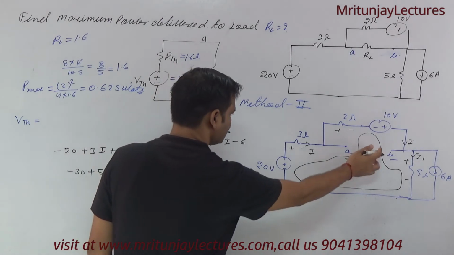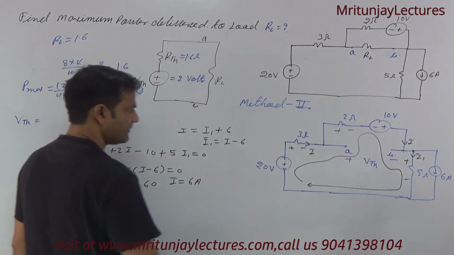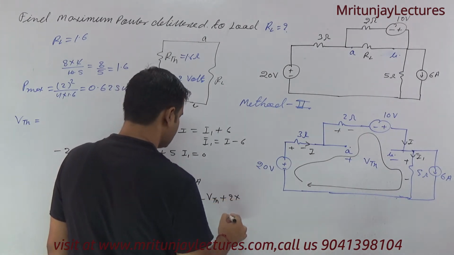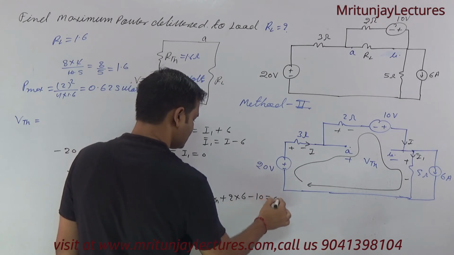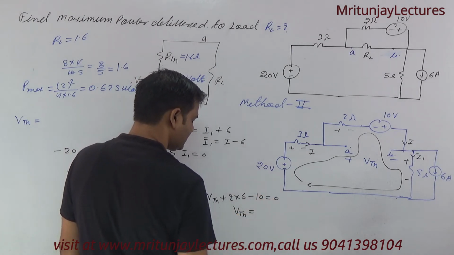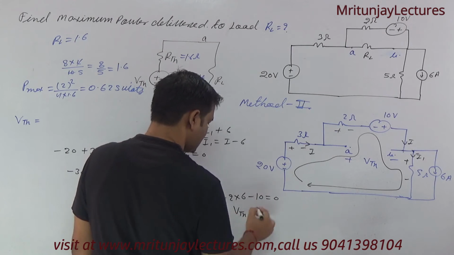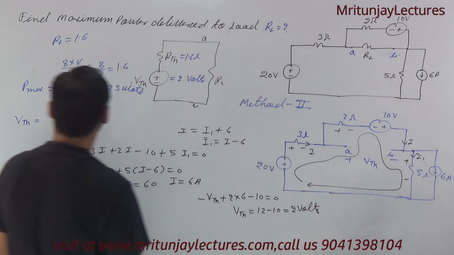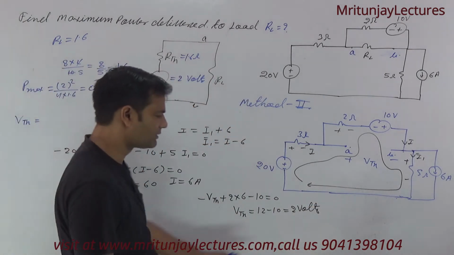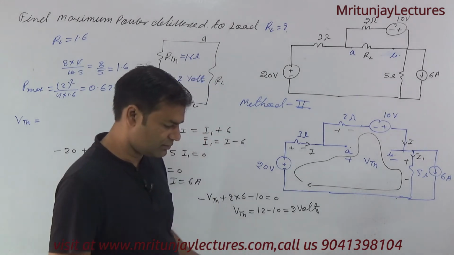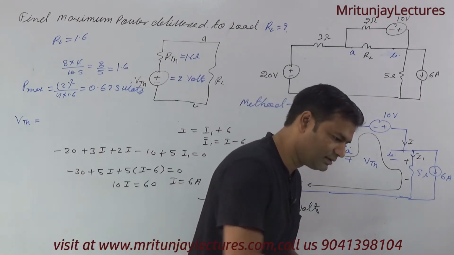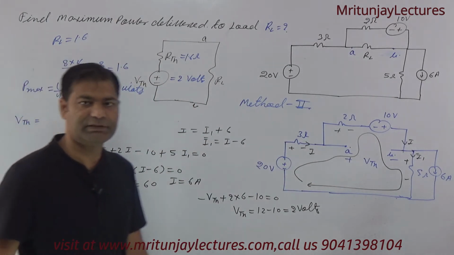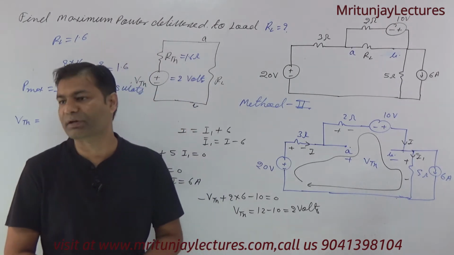Now voltage across AB means VTH. Minus to plus, minus VTH plus 2 into I, that is 6, minus 10, this is equal to 0. So what about VTH? VTH is 12 minus 10, that is 2 volt. Same answer, that is 2 volt. Clear or not? VTH we got with the help of the conventional method, both VTH are the same. Method first with the help of source transformation, second one with the help of conventional method.